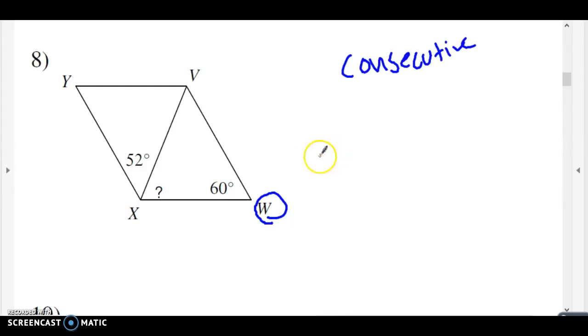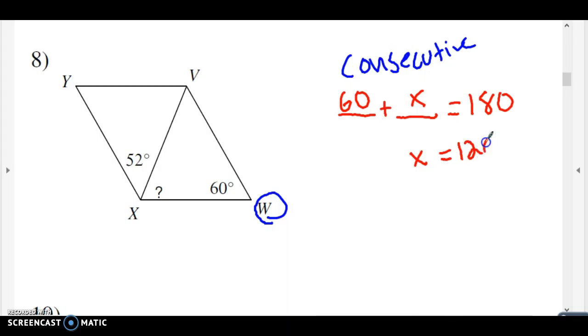What's the formula for consecutive angles? Yes. Blank plus blank equals 180, because they're supplementary. So we know 60 plus x equals 180. Therefore, it's pretty easy math to see that x is 120 degrees. So this whole angle x is 120 degrees. Is there any questions about how angle x is 120 degrees?